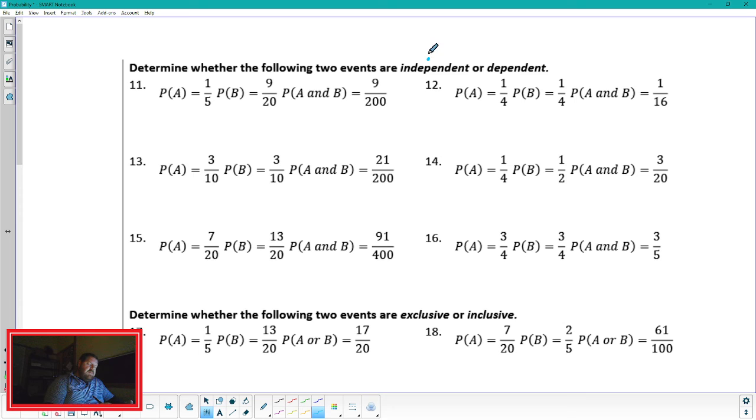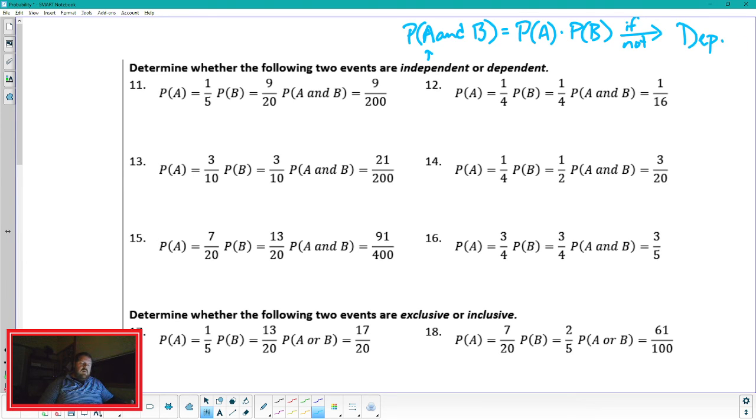The definition for something to be independent is that the probability of A and B is equal to the product, P of A times P of B. If that doesn't work, I like to say if not, then they're dependent. If they don't equal, they're dependent. It's about as good as I can do for that. So let's take a look at multiplying some of these and see if we get the result that we want.